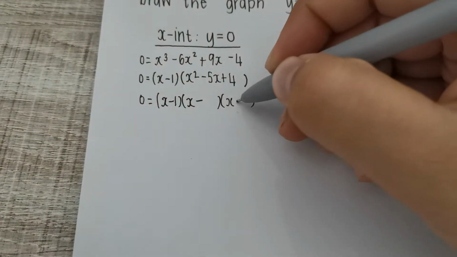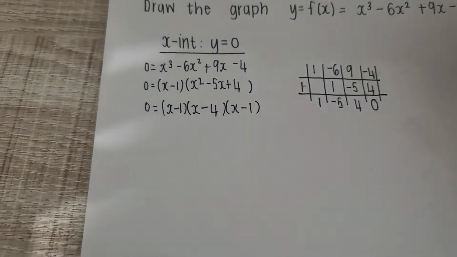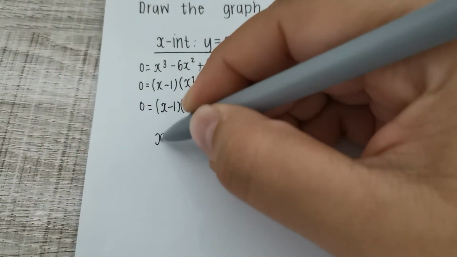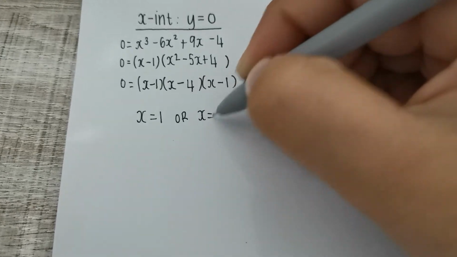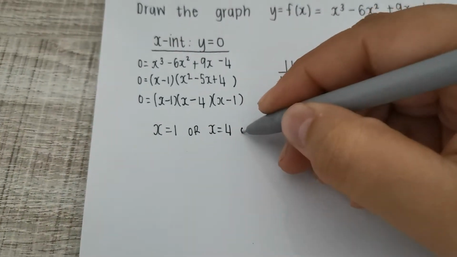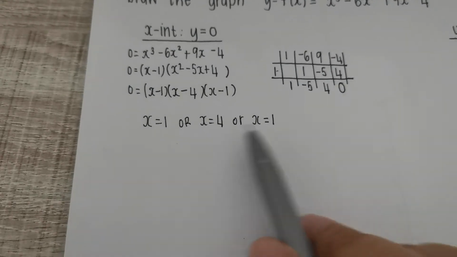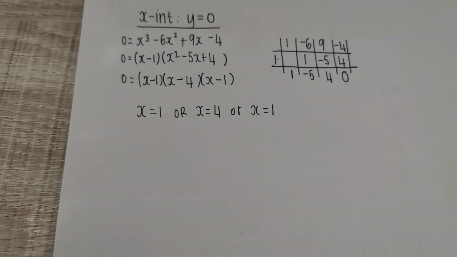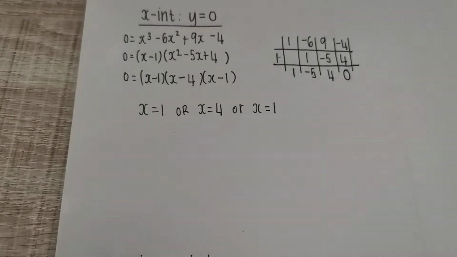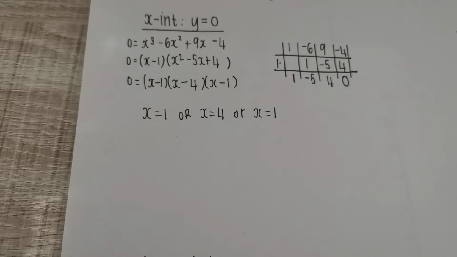What's this? Minus and minus. There we go. So now my x-intercepts are x equals 1, x equals 4, x equals 1. You notice there's two of them that are exactly the same, which we're going to see now. It's going to be one of our turning points because it's cutting there at that point and turning, so it's cutting there basically twice.